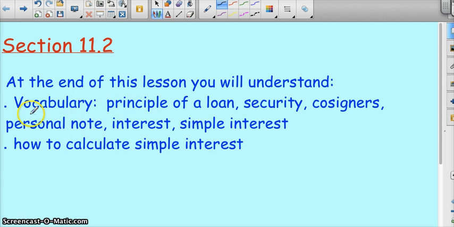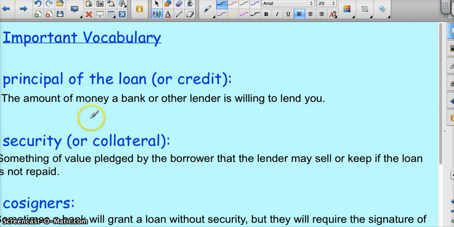We're going to talk about some vocabulary, and then we'll talk about how to calculate simple interest. Now, understand, simple interest is basic interest, borrowing a small amount of money, okay? In 11.3, we'll talk about compound interest, which is the big stuff when you're buying a house or a car or a boat or something like that. So, let's move on. Now, obviously, these are filled in on my notes. They are not filled in on your sheet. You need to write the definition of each one of those on your sheet.